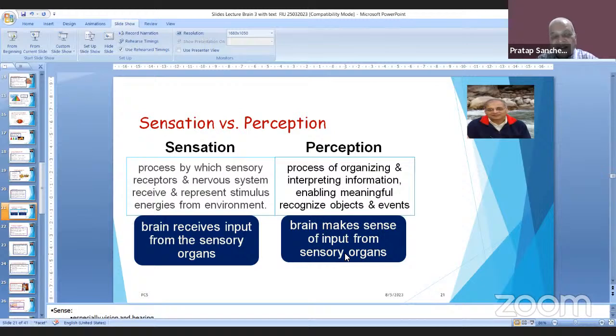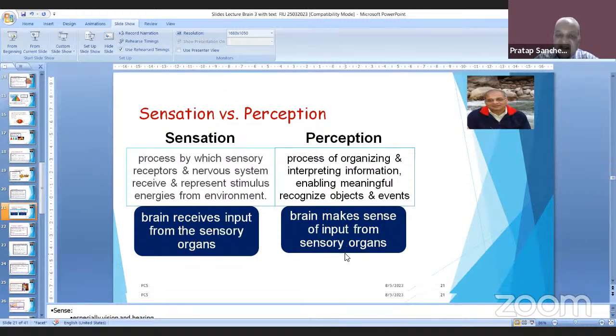As I told you in the last slide, sensation is the process by which sensory receptors and the nervous system receive and represent stimulus energy from the environment to the brain or to the nervous structure. Whereas perception is organizing or interpreting this information which is coming from the senses. So perception is organizing, interpreting information and storing it for future requirement.